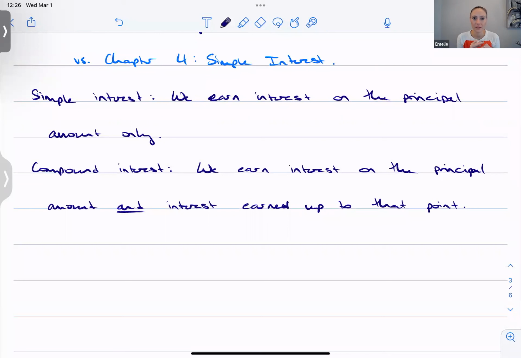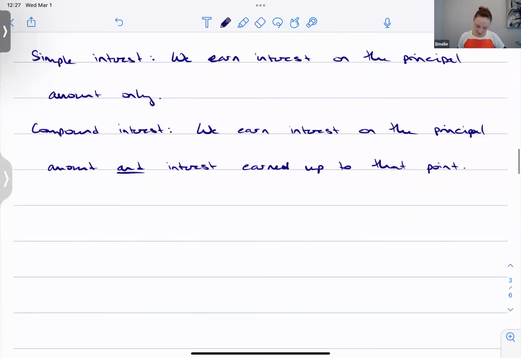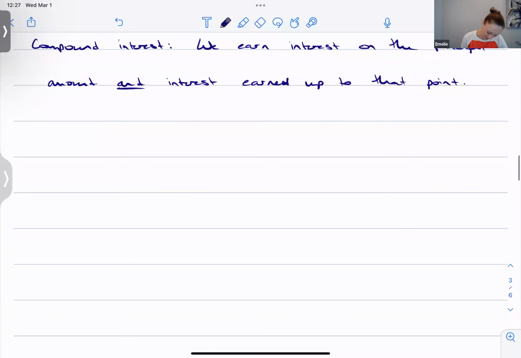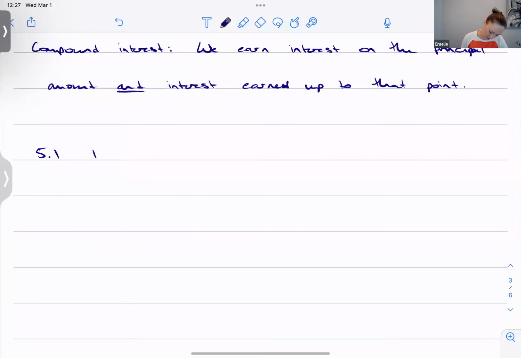Okay, good. So just like before, we're going to have to change a couple of things. The interest rate is going to change slightly. How we calculate time is going to change slightly. Everything else stays the same. Section 5.1 is just the basics, which today means just establishing some terminology.